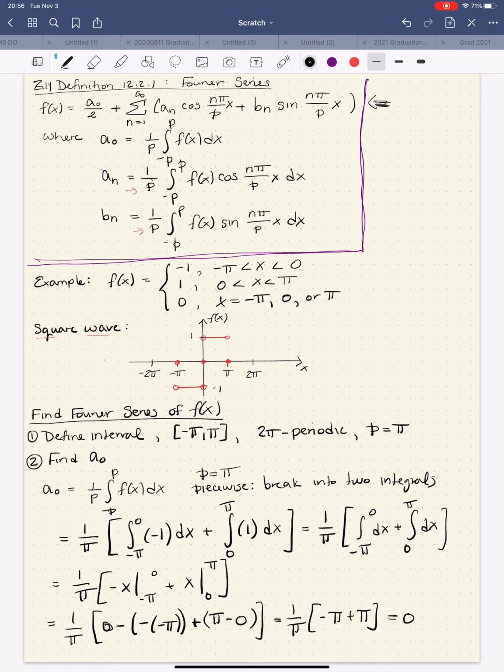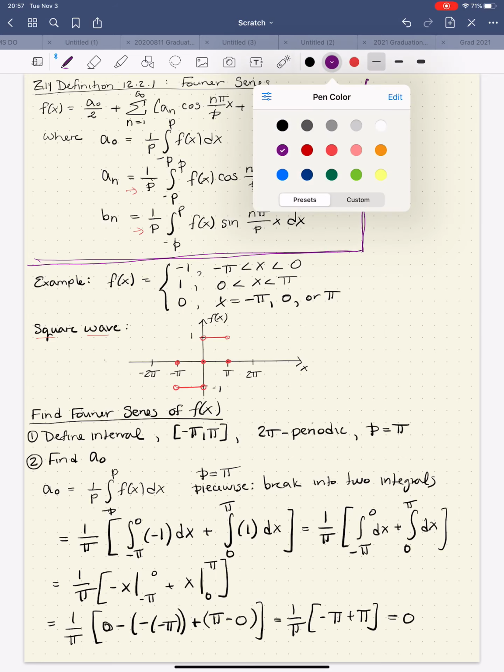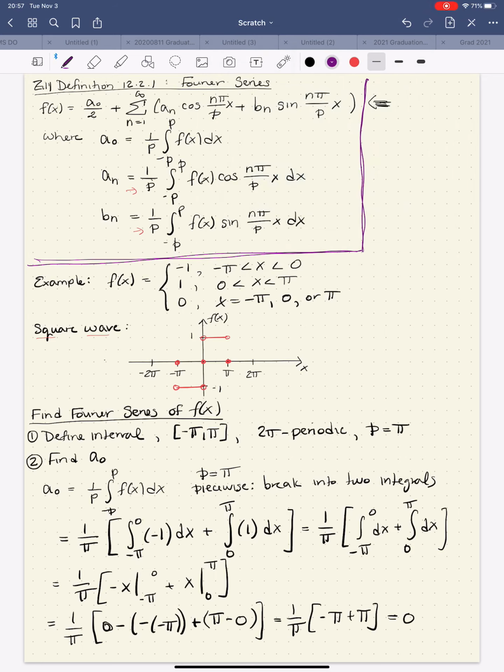Now, this actually should make a lot of sense. And that's because you have actually seen this formula before. The formula for a naught, 1 over p times the integral of negative p to p of f of x dx. Hopefully you recognize this as the formula for an average. This is literally the average of f of x.